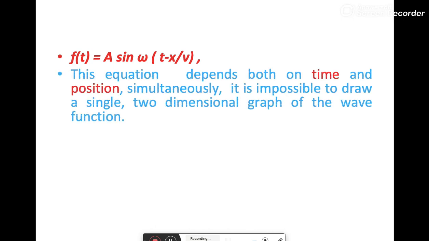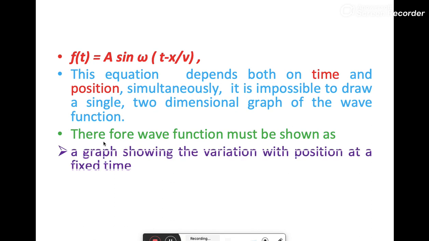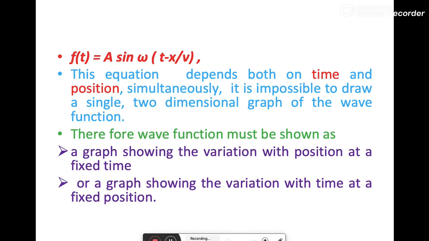Now we have this equation which depends on both time and position simultaneously. See, the equation f of t is equal to A sine omega t minus x upon v depends on time and x, which means it varies with respect to time and it varies with respect to position. Therefore, it is impossible to draw a single two-dimensional graph of a wave function. We have two choices: a graph showing the variation with position at a fixed time, or a graph showing the variation with time at a fixed position.